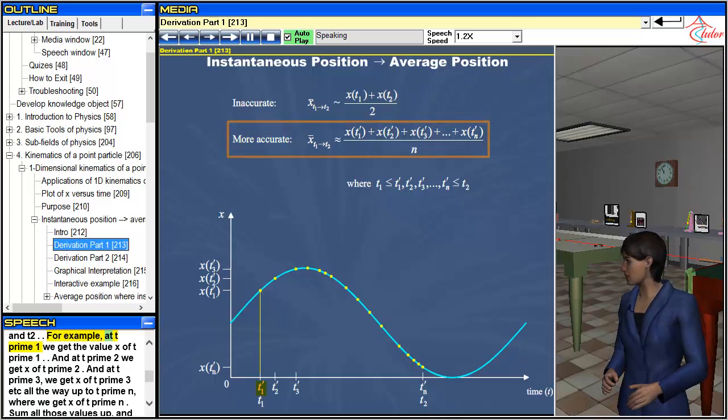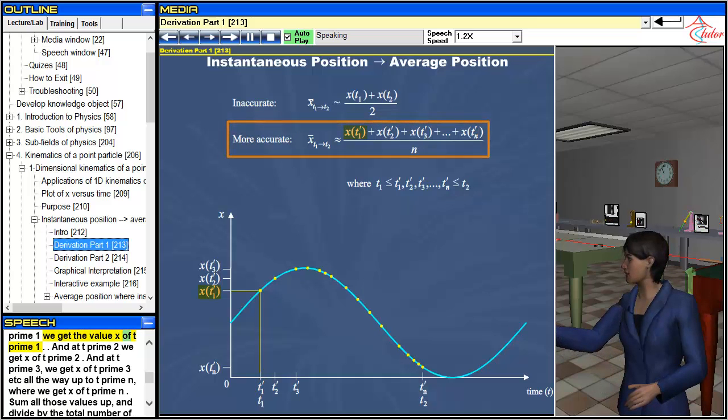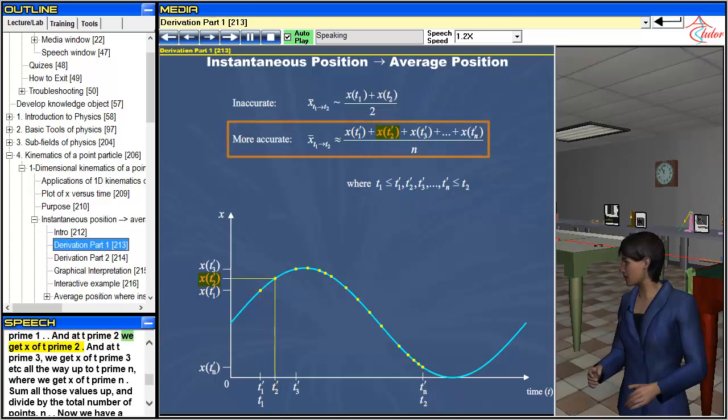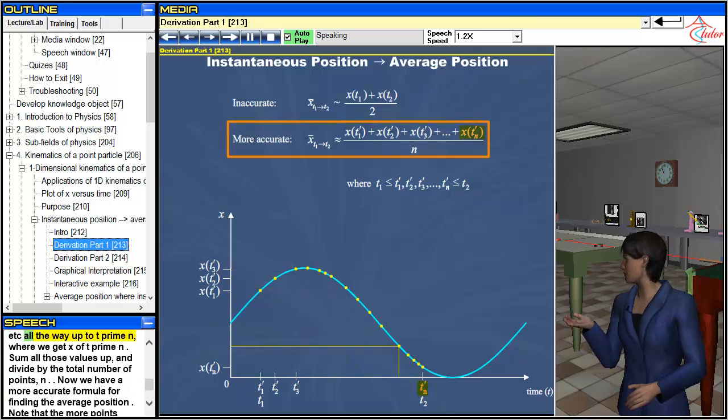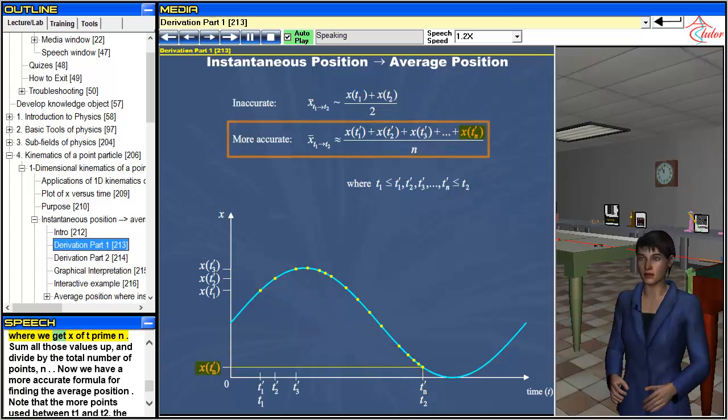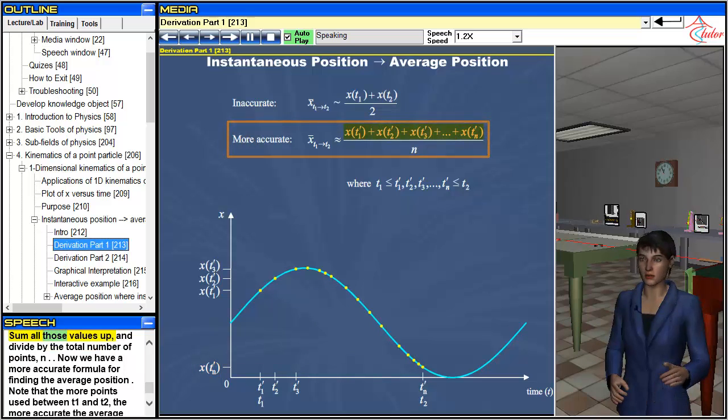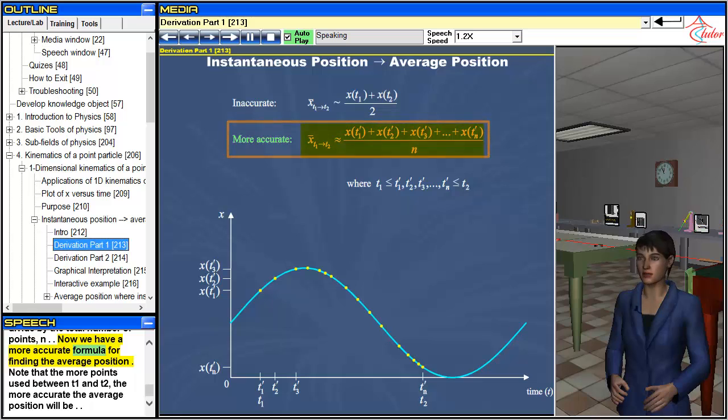For example, at t'1, we get the value x of t'1. And at t'2, we get x of t'2. And at t'3, we get x of t'3, etc., all the way up to t'n, where we get x of t'n. Sum all those values up, and divide by the total number of points, n. Now we have a more accurate formula for finding the average position. Note that the more points used between t1 and t2, the more accurate the average position will be.